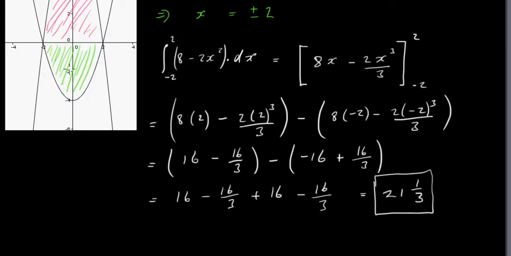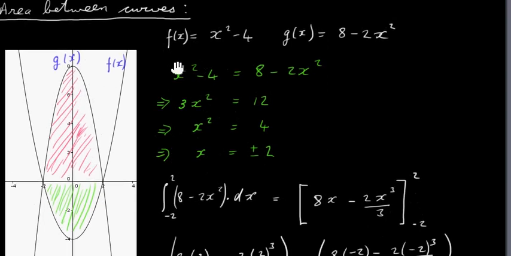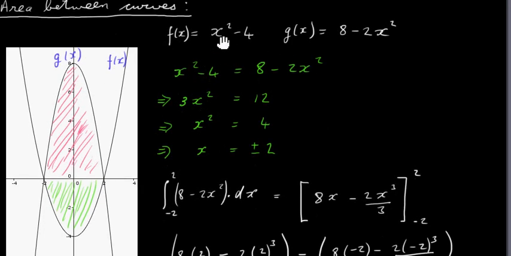Okay, so let's do the second one then. Now, the second function was x squared minus 4. That's this one here, x squared minus 4. I'm going to find this green area here. So I should end up with a negative answer. So let's see, do we? X squared minus 4.